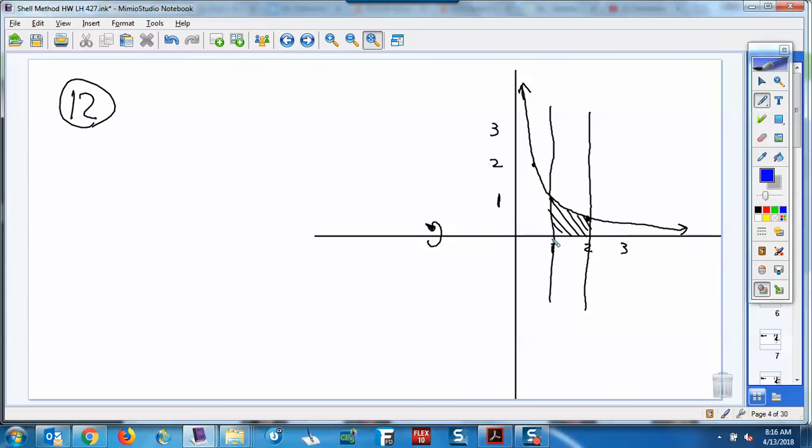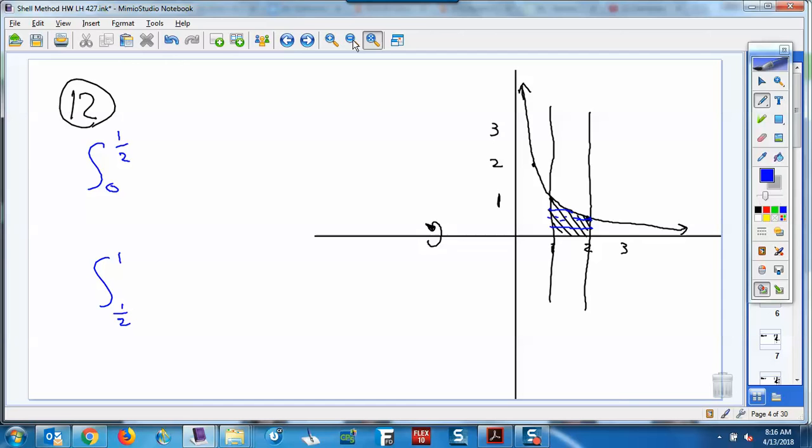Now, here, I did say you're supposed to do shell method, right? So this one is not a fun one to do with shell method because you got to split it up into 2. Since your axis of revolution is here, you need horizontal strips. And so horizontal strips would have to split right here at 1/2. I think that's at 1/2 right there. So you would need an integral that goes 0 to 1/2, and you would need an integral that goes 1/2 to 1, I believe is where that happens.